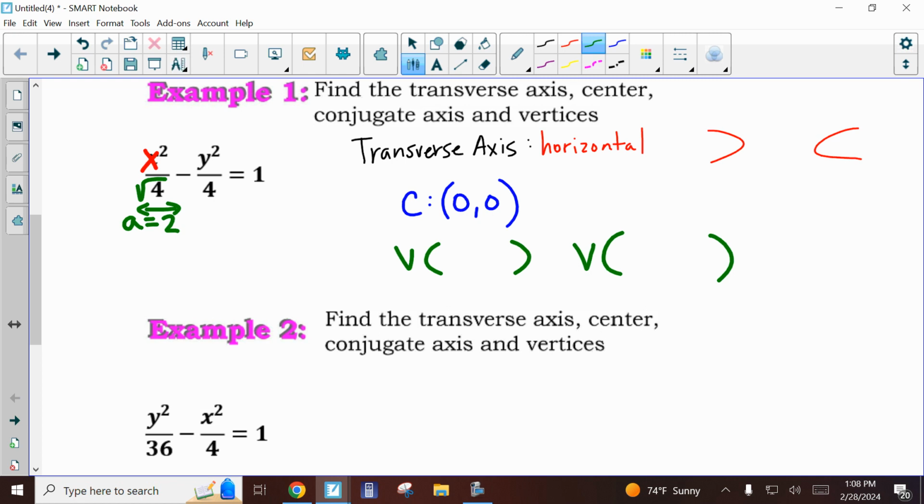So that means that the vertex, if the center is at 0 and I go left 2, that's going to put it at negative 2, 0. And if the center is at 0, 0 and I go right 2, that's going to put it at 2, 0. And that's how far away the vertices are. Now, in terms of how wide or how skinny the arms are going to be, we'll worry about that once we get to the actual graphing.